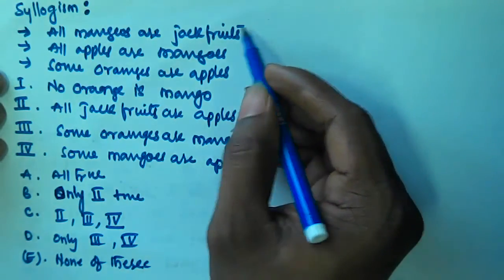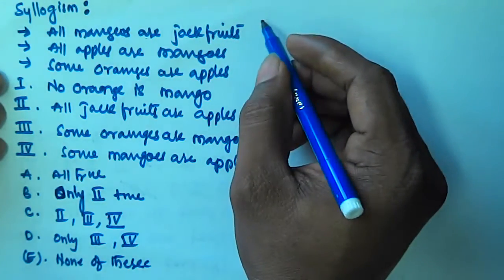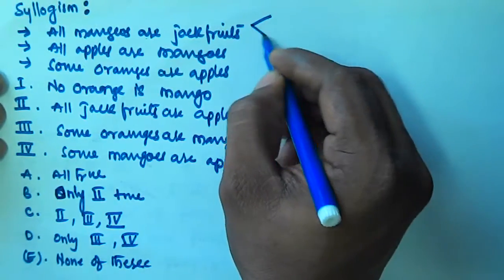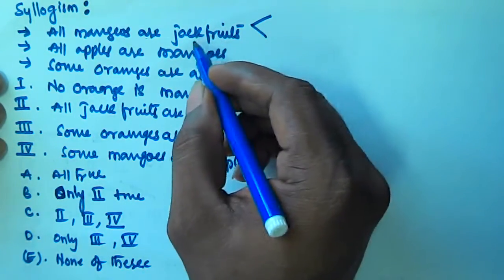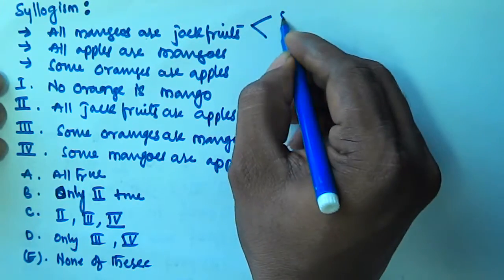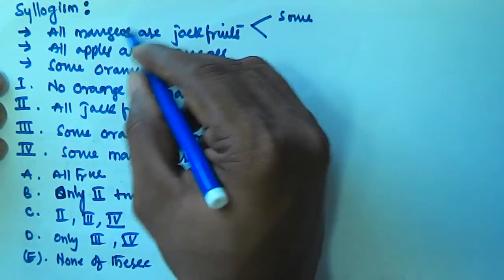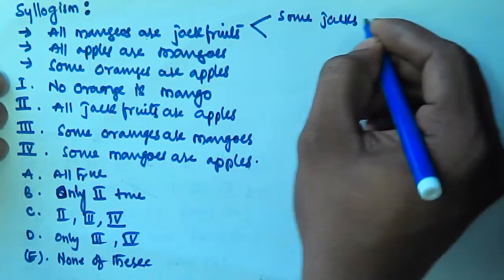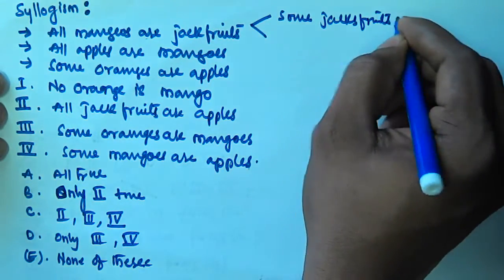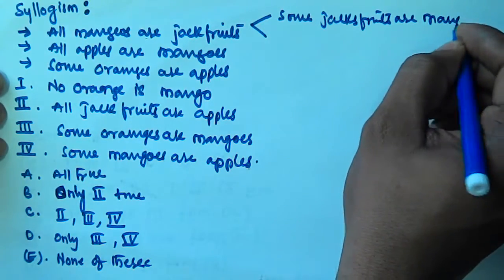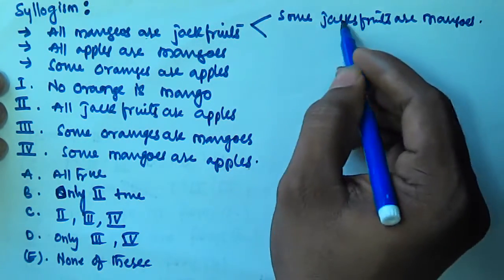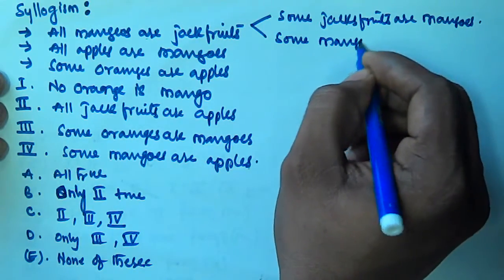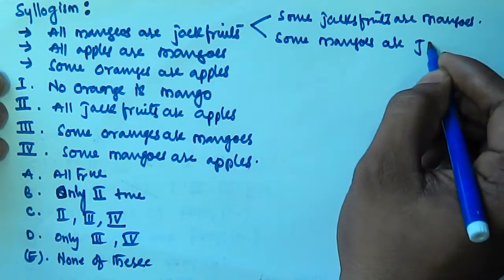So from all mangoes are jackfruits, we can derive two statements: some mangoes are jackfruits and some jackfruits are mangoes. Interchanging these two, all becomes some, so some jackfruits are mangoes. And next we can interchange these two and some will remain some, so some mangoes are jackfruits.